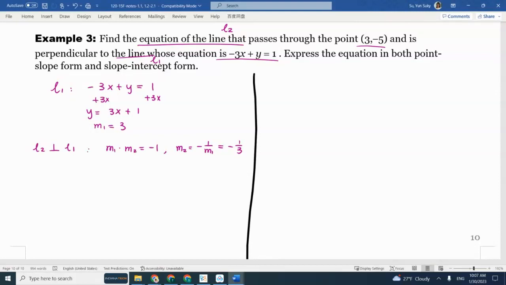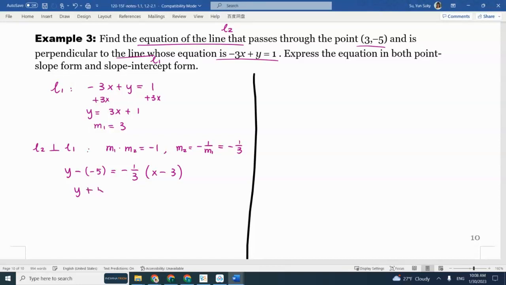y minus. Yeah, y minus what? y minus, what's the y coordinate of the point? Yes. Equals m. Yeah, m is negative 1/3. x minus 3. Yes. Okay, let's see.